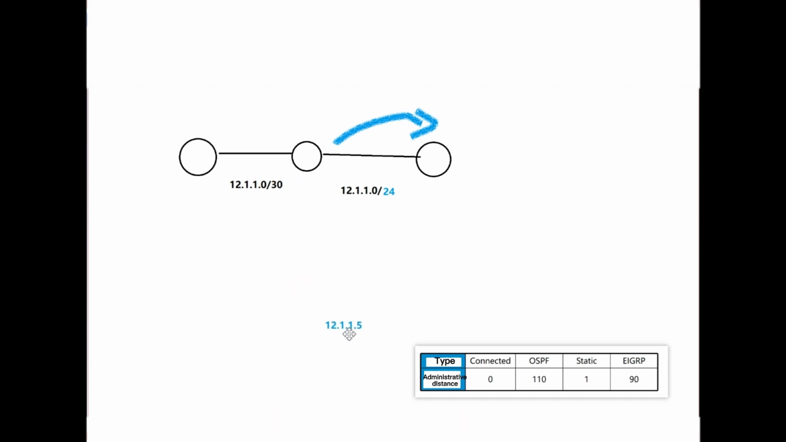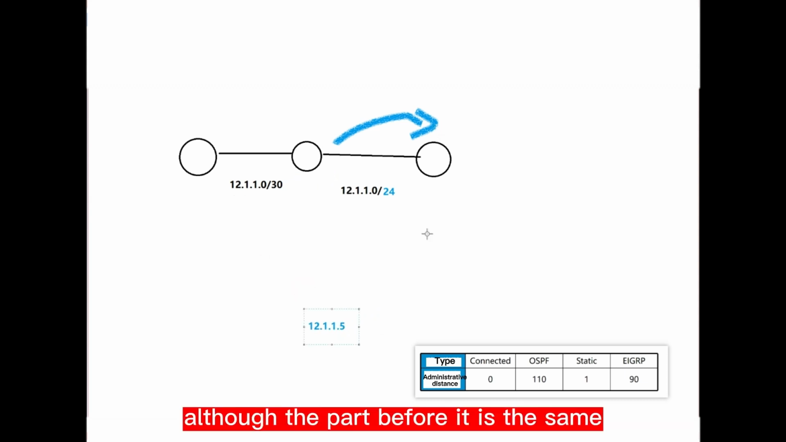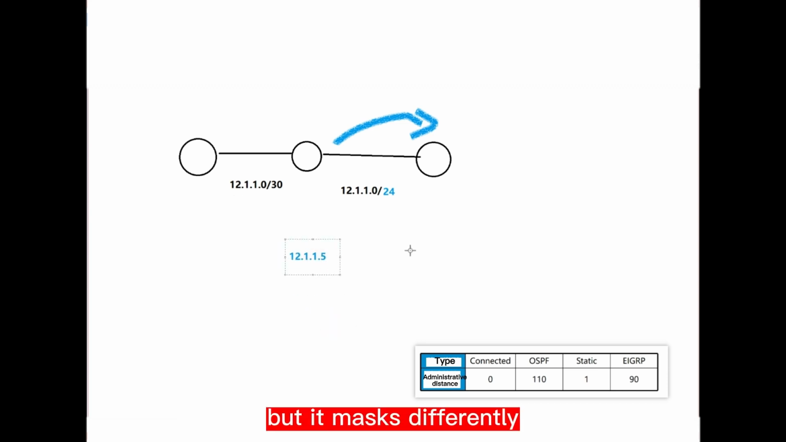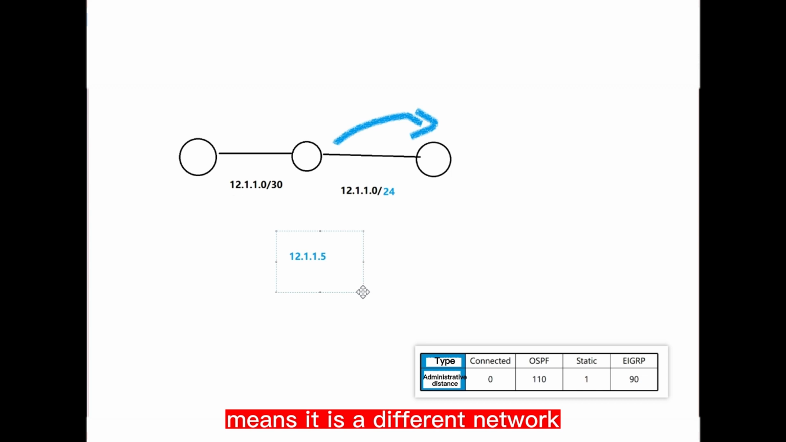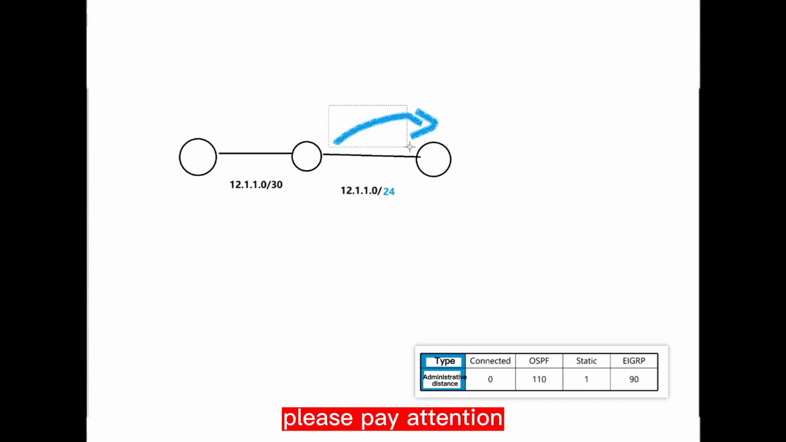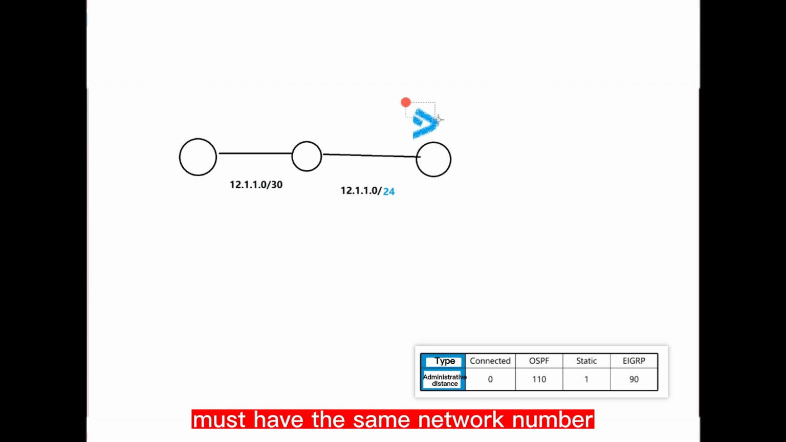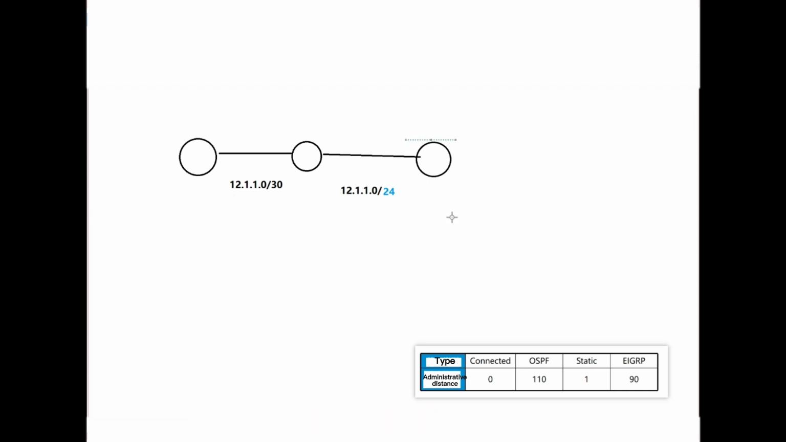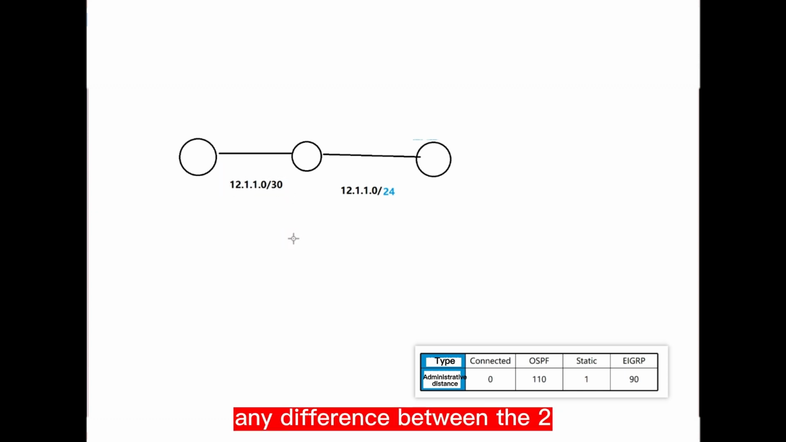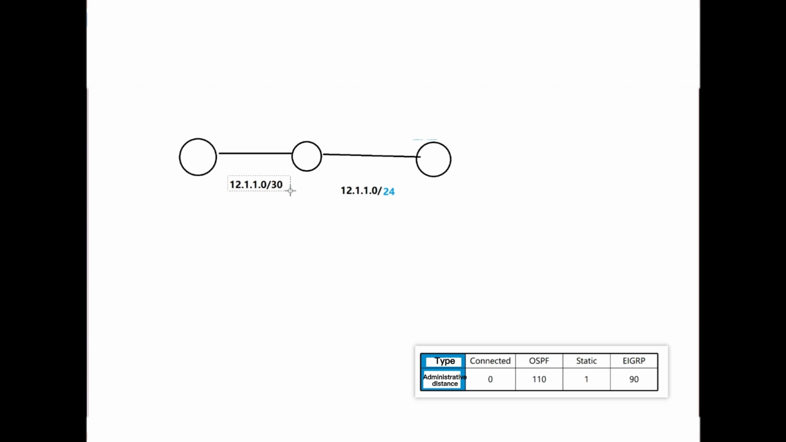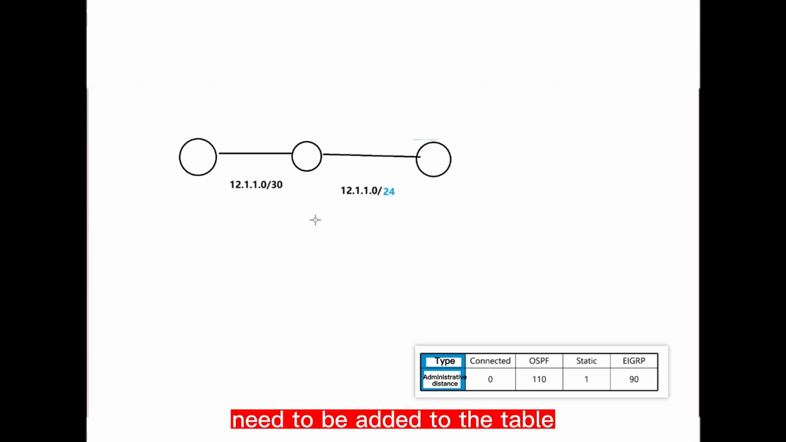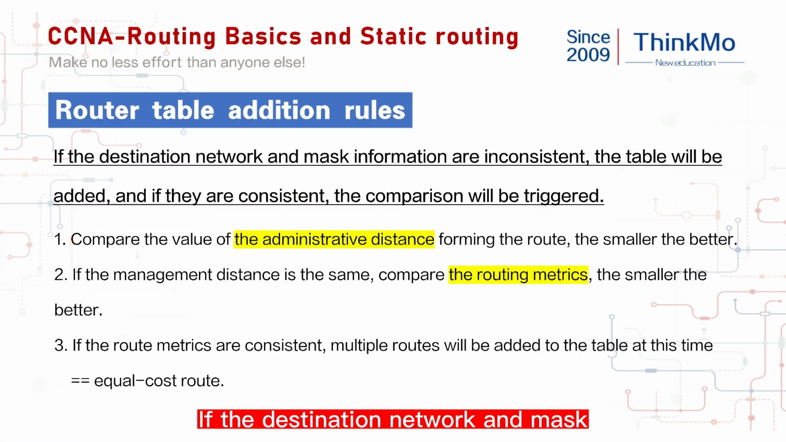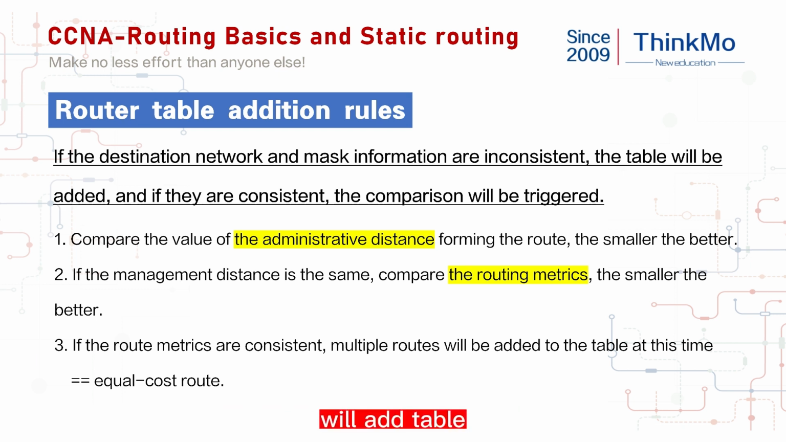This misses an address. So for the data, although the part before it is the same, the masks differ, which means it is a different network. Please pay attention: the same network must have the same network number and the same mask, that is, the same destination network. As long as there is any difference between the two, it is not the same network. It is a different network segment. All the different network segments need to be added to the table. If the destination network and mask information is inconsistent, we'll add to the table.